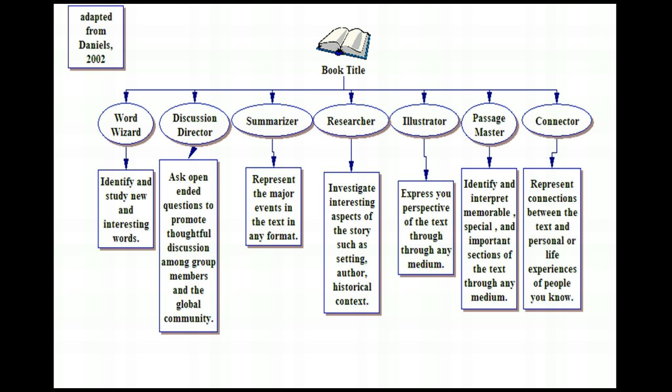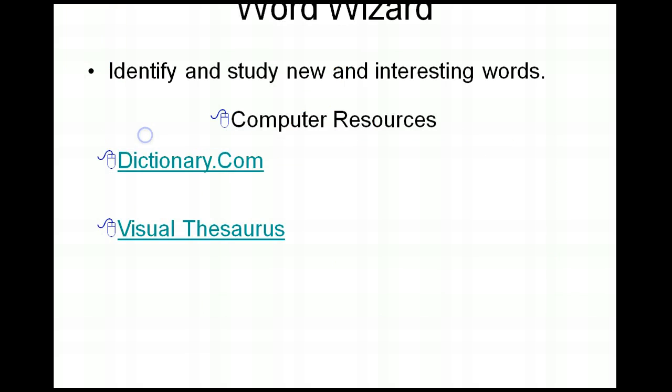So over here is an overview of some of the roles, and this came from Daniels. So you could see there's word wizard and discussion director, which we'll be having in our class. A summarizer, researcher, illustrator, passage master, connector. If you could think of a role, it doesn't have to be one of these. As a matter of fact, I've had students in the past who've created their own roles, and so I'm going to be showing you some examples of how students have used the roles.